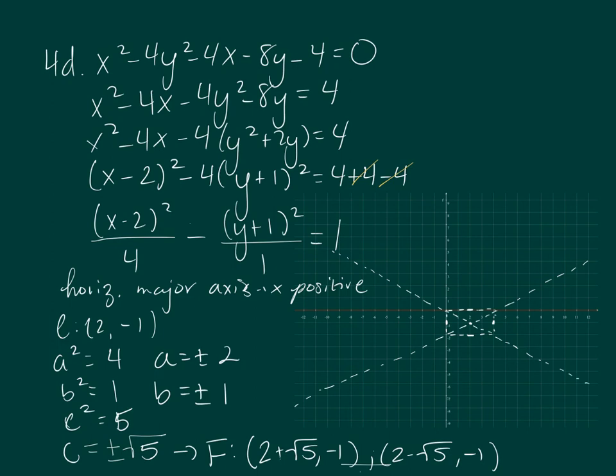Okay. And then since we have a horizontal major axis, we're going to start on the horizontal edges of the box and go towards the asymptotes. And there's your graph. And that's it. That's how you graph hyperbolas.